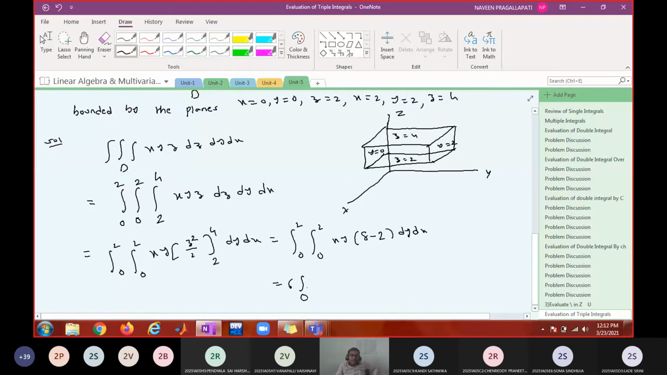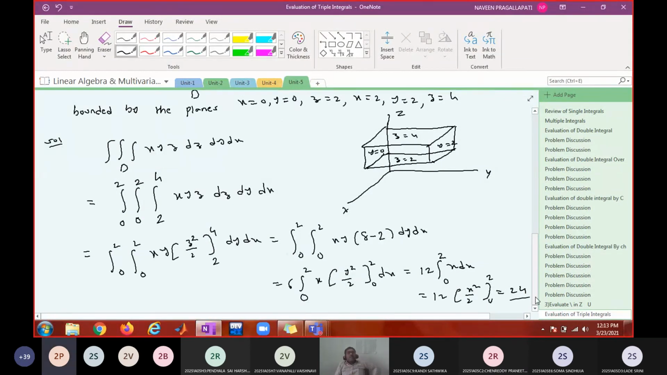6 times the integral from 0 to 2. Now with respect to y, we get x times y square by 2 with the limits from 0 to 2, dx. So the upper limit is 4 by 2, which is 2, and the lower limit is 0. So 6 into 2, 12 times the integral from 0 to 2 of x dx. So this is 12 times x square by 2 with the limits from 0 to 2. 4 by 2 is 2. 12 twos are 24. Is that fine? Yes. Will you write cubic units?